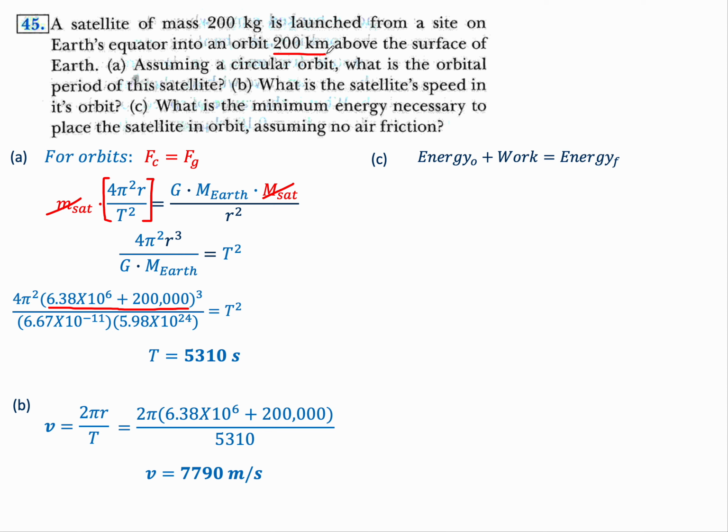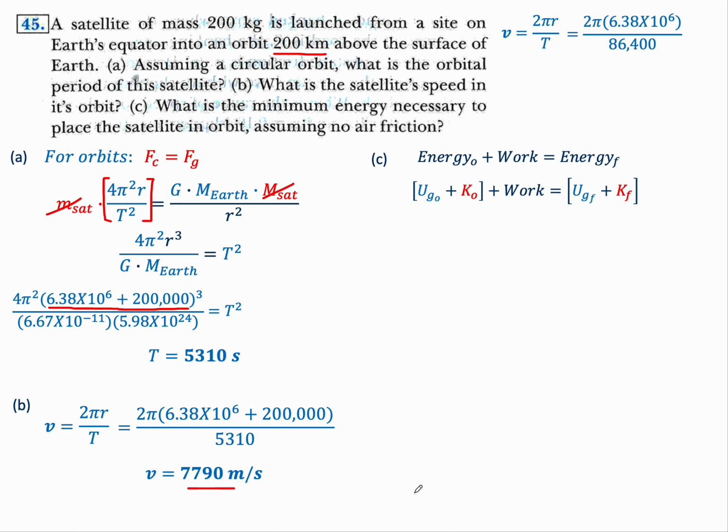Part C, what's the minimum energy required to place a satellite in the orbit, assuming no air friction? Well, this one's a little bit more complex. It starts out with both gravitational and kinetic. You might say, wait a second, it was on the ground. Well, it's at the equator, and so it actually is already moving with the Earth itself. So it has some kinetic energy. Plus, the work to put it in orbit is going to give it a new gravitational potential energy at the new height, and a new kinetic energy based on its new, now larger velocity.